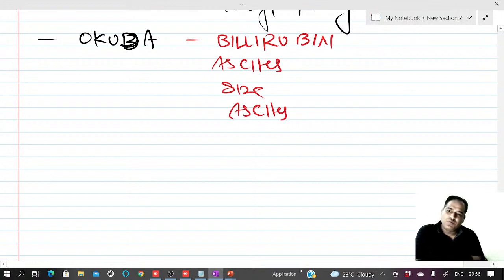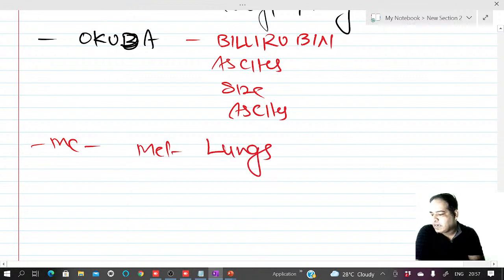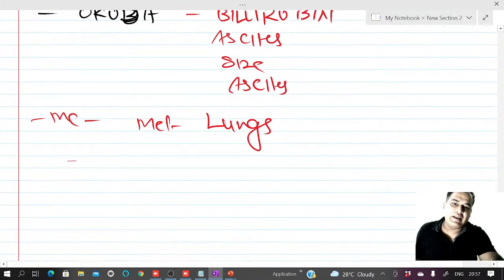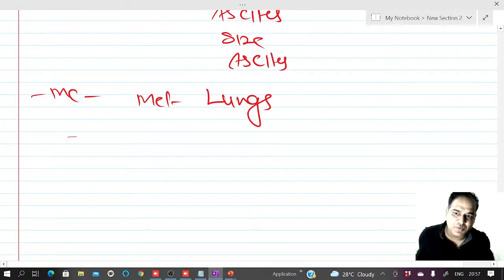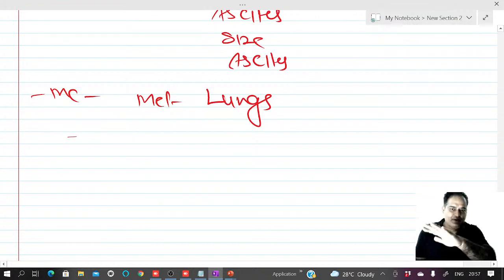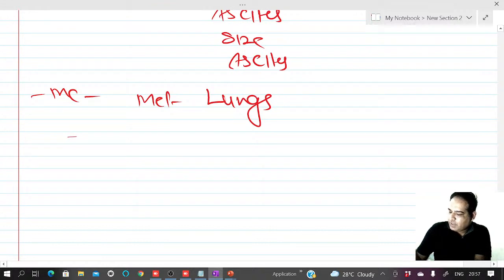Okuda system is a prognostic system. Most commonly, the metastasis will go to the lungs. Fine. Now, the fibrolamellar variety has a better prognosis. The tumor markers like alpha fetoprotein may not be present. It has sheets of hepatocytes like pleats. So it has a better prognosis. That is what you need to remember there.